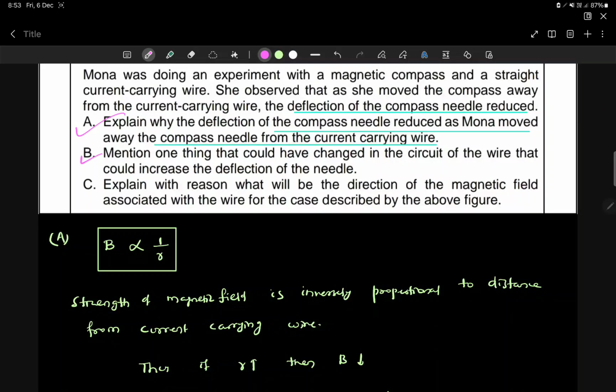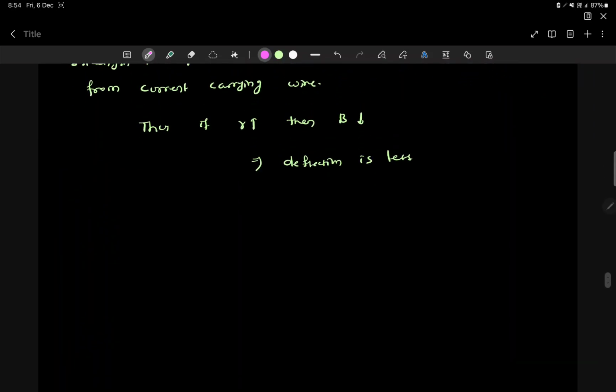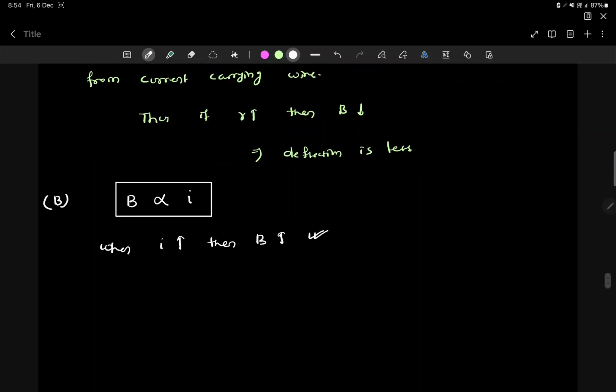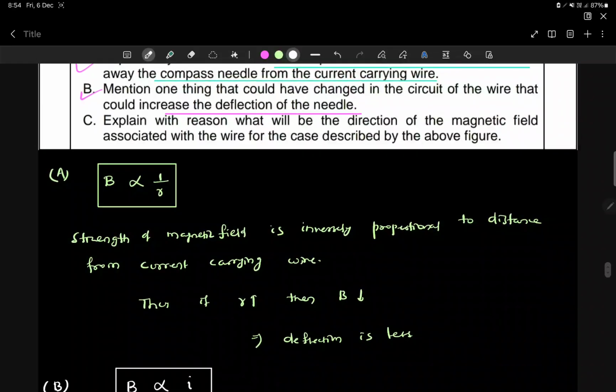Mention one thing that could have changed in the circuit of the wire that could increase the deflection of the needle. So what we have to do in order to increase the deflection of the needle? The simplest answer you have to write for bit B: we know strength of magnetic field is directly proportional to the current through the wire. B is directly proportional to I. So when current in the wire increases, then the strength of magnetic field also increases. Okay. So this is about your bit B question.